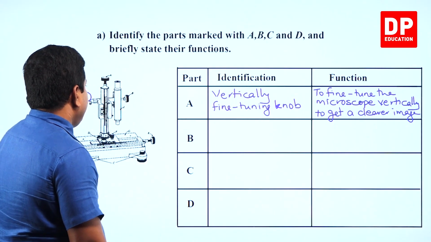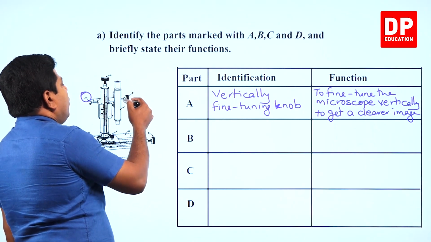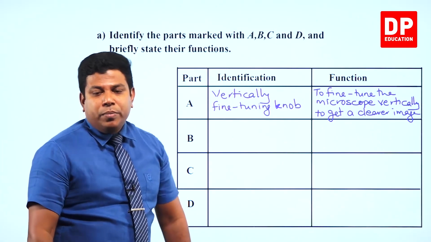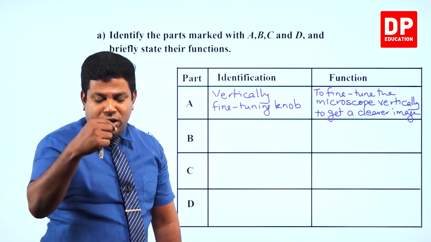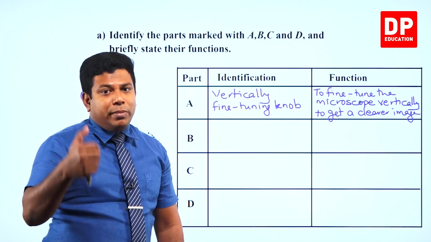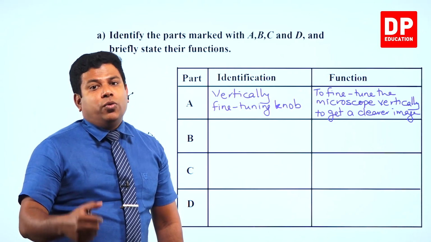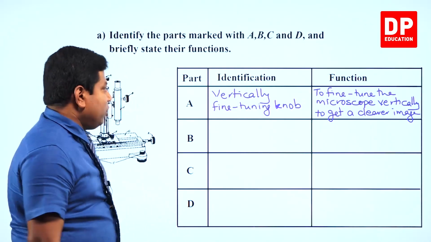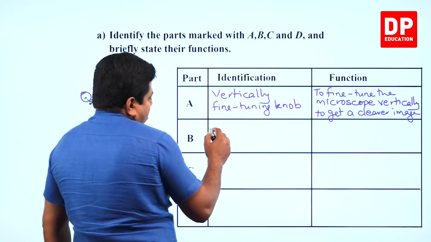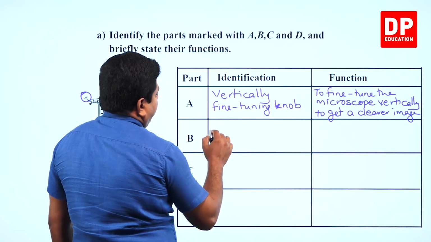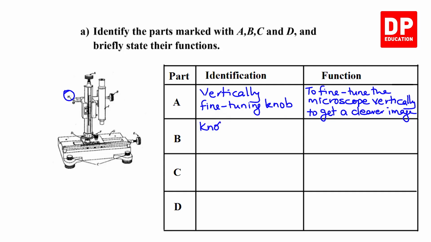Next one, B. B is this one. What do we do with B? B is to adjust the tube of the microscope. You can move the tube up and down with that. But remember, once you move that, that will not be reflected on the vernier scale. You remember that, right? So let's say the knob to move the microscope tube.